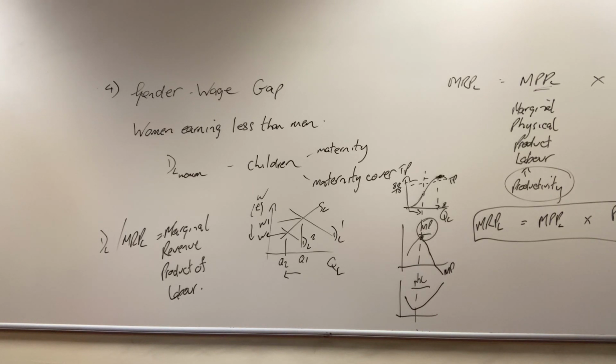And why does it rise and then fall, Megan? Because workers are becoming more efficient. Because initially workers become much more efficient, but then diminishing returns. Yes, okay.